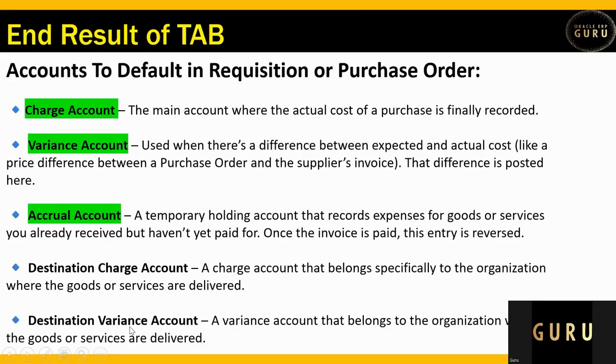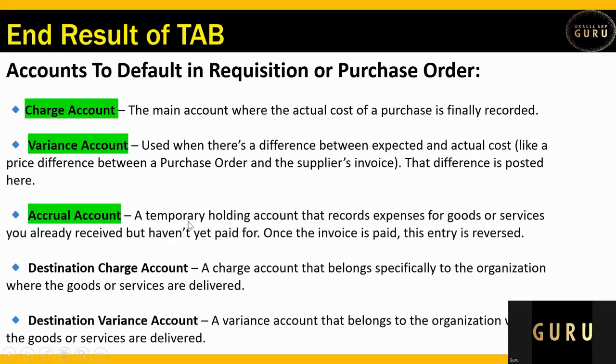And similarly, the variance account. You know the variance account, right? It is the difference between the purchase order amount and the invoice amount. All these amounts are tracked in the variance account. And similarly, this is for the destination variance account. And the charge account, everyone knows, is the actual cost of a purchase. Everything is tracked in the charge account, and the accrual account is nothing but your expense account.